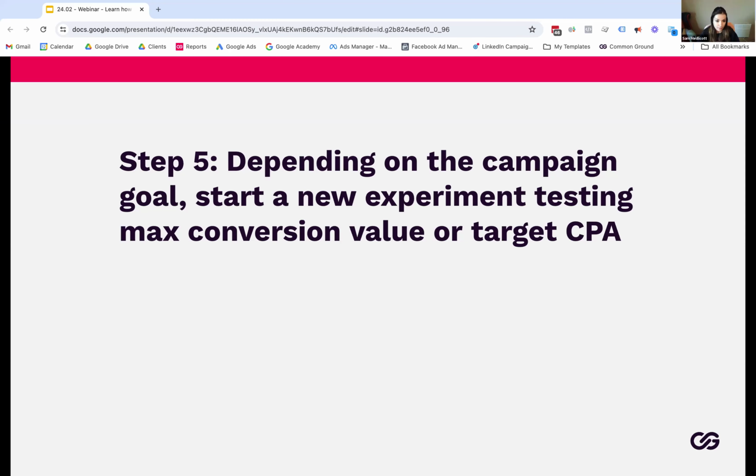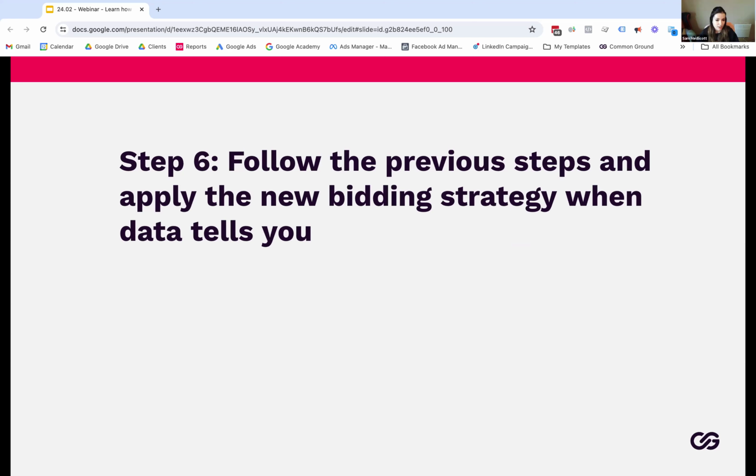So depending on the campaign goal, once it's embedded for like a month, you can then start a new experiment testing either maximize conversion value or target CPA. With that, you then just follow the previous steps and apply the new bidding strategy when the data tells you. So you never, like I said at the beginning, just go, yeah, maximize conversions, that's it, done, I'm out of here.